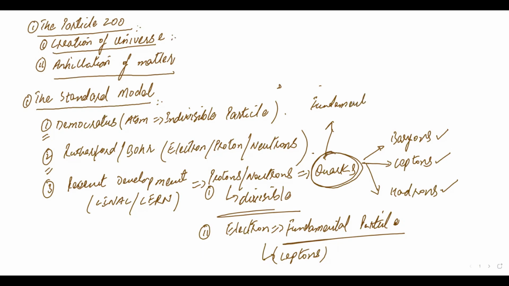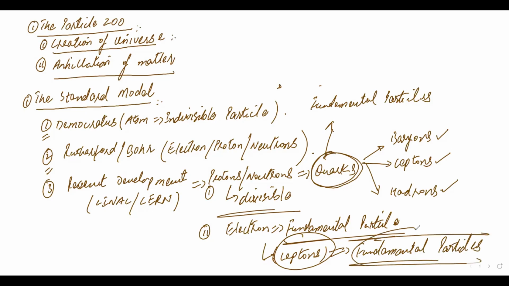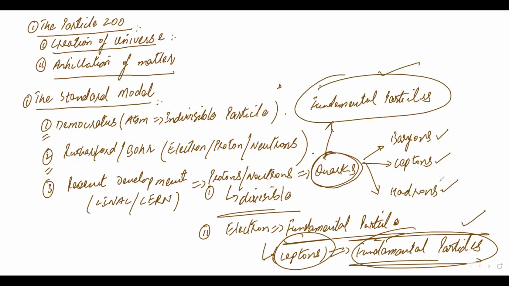Okay? Quarks are the fundamental particles up till now, and leptons are the fundamental particles as well, right? So we have got the leptons and we've got the quarks, which are still considered to be the fundamental particles, and they make up different classes of particles like baryons, like leptons, like hadrons as well. Got it?